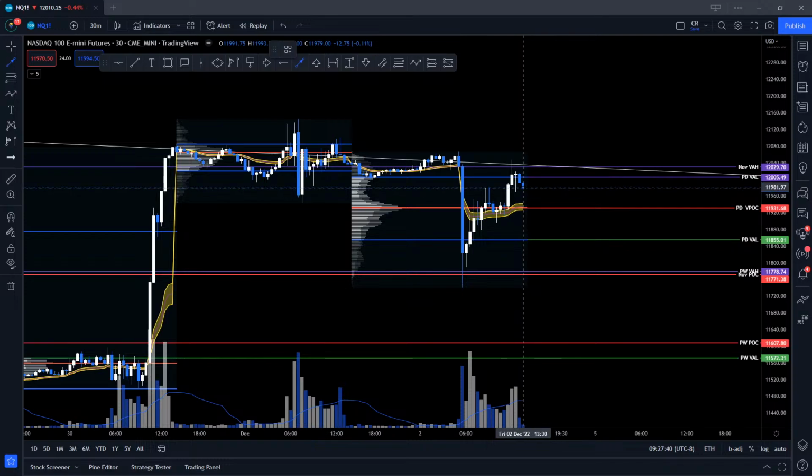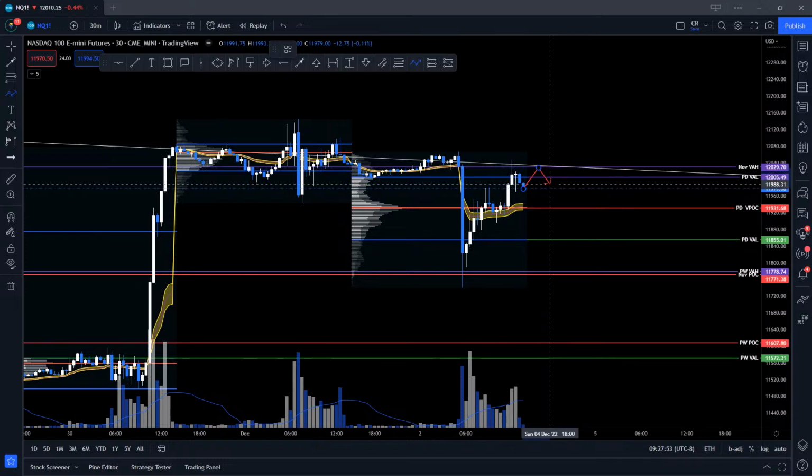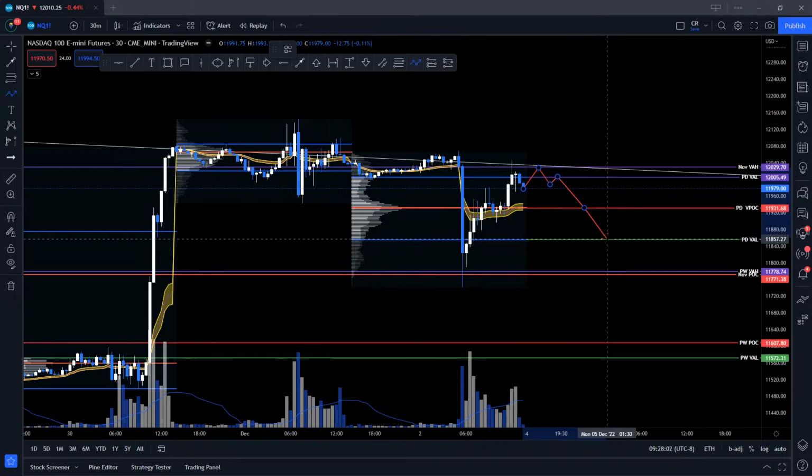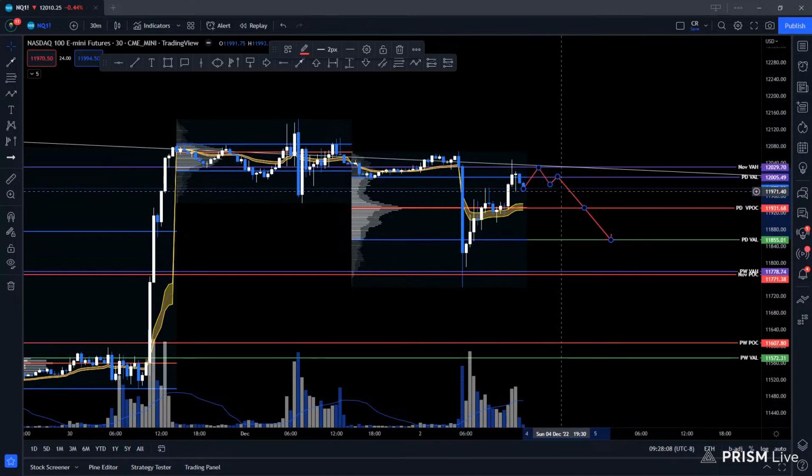And same thing, we're going to be looking for the same move as ES, where it would be great if I could grab the right tool. Look for that rejection, come back inside, retest, go short here, and your first price target is going to be the POC. Second would be the previous day value area low. So that's what I would be looking for on NQ.